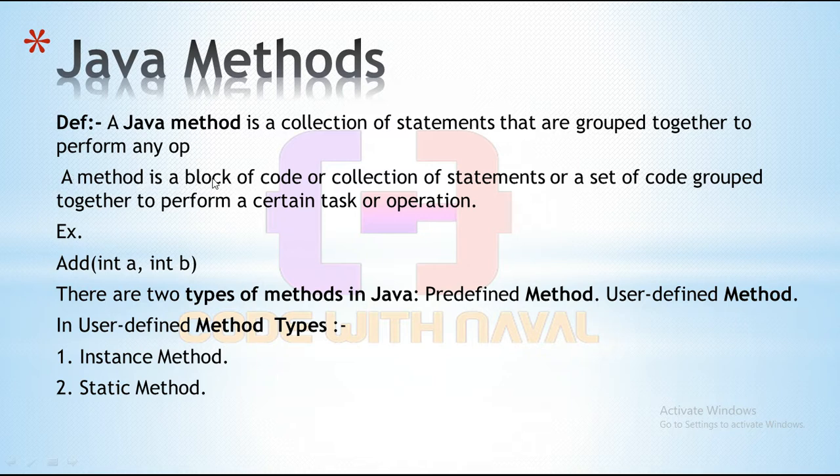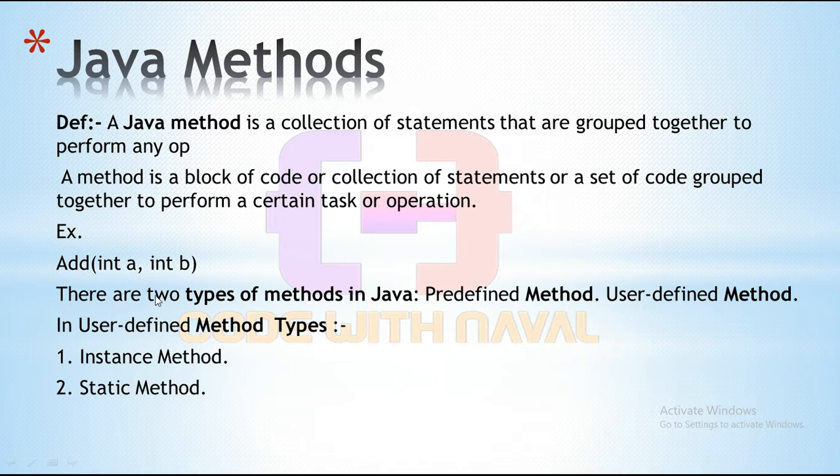A Java method is a block of code, or a collection of statements, grouped together to perform a certain task or operation. That means Java provides methods. Inside a method we can write our logic, our code, and we use that method to perform a certain operation. You can see here we have one add method. Here we simply pass two values, and in return we get their addition.